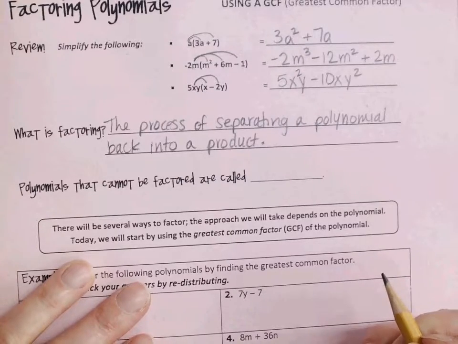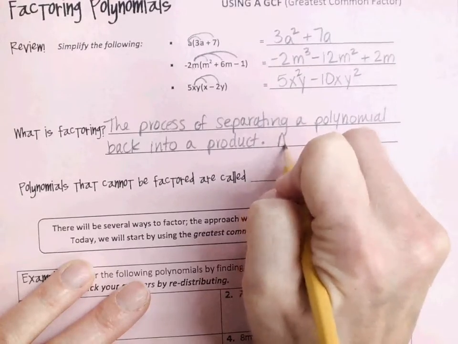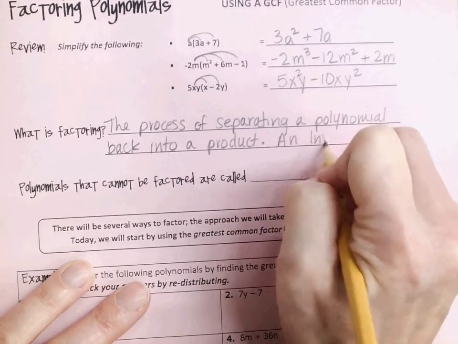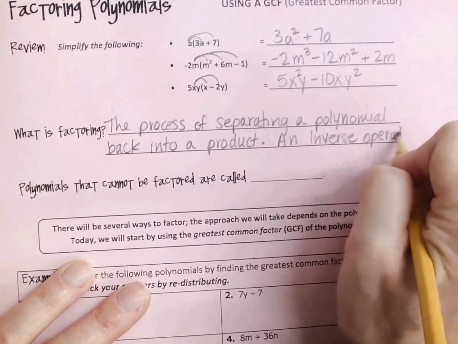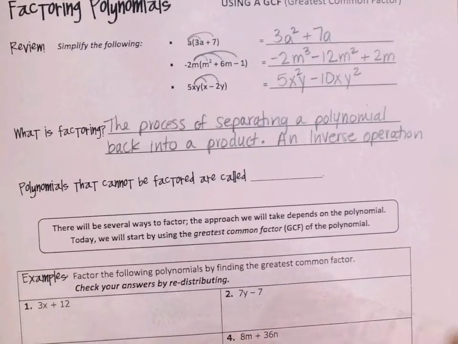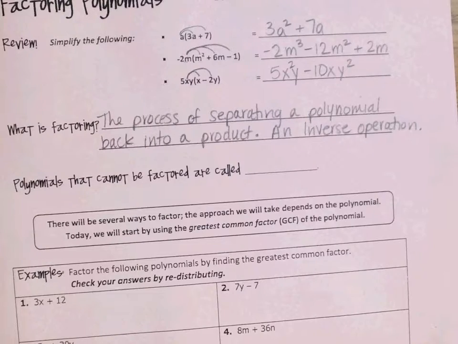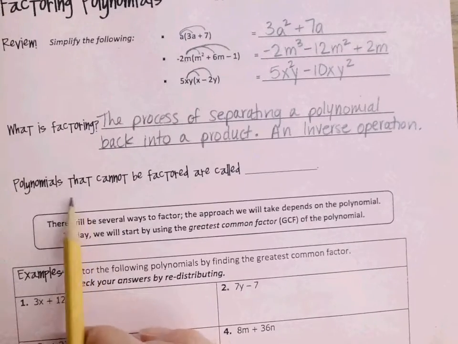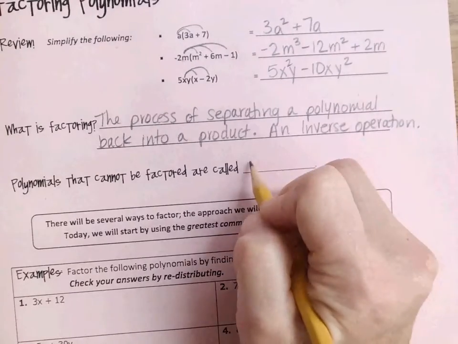Factoring is considered an inverse operation. So let's go ahead and write that down. Sometimes you'll hear it talked about as the process of undoing. And so that is really an inverse. The term inverse is the process of undoing. So polynomials, not every polynomial can be factored. So polynomials that cannot be factored are called prime.